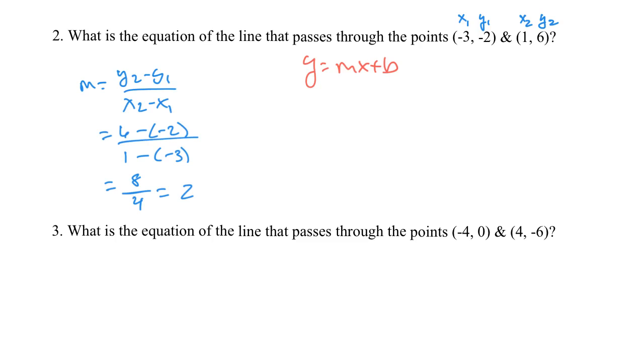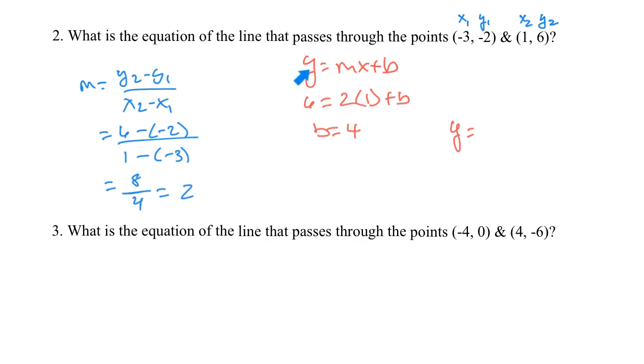So I'm going to choose the 1, 6 point, and that's going to be my x and my y. So my y in this case is 6 equals my m, which I just found out was 2, times my x value, which is 1, plus b. 2 times 1 is 2, so I'm going to subtract 2 from both sides, and that gives me b is equal to 4.